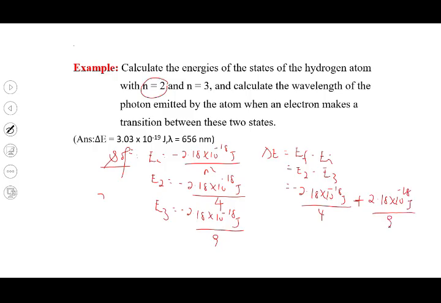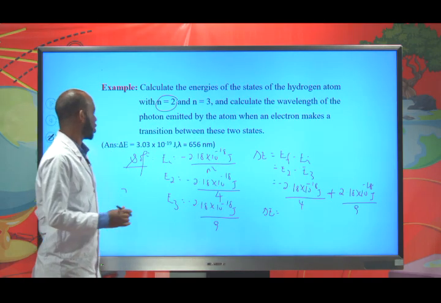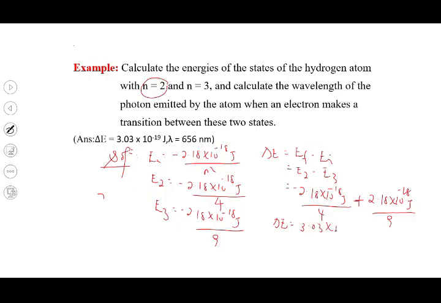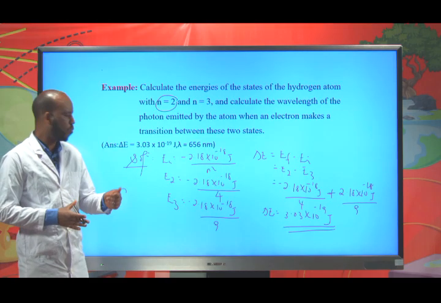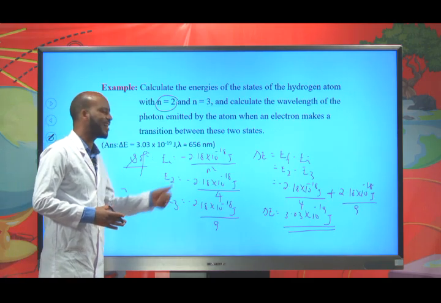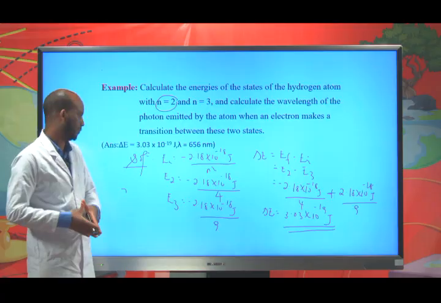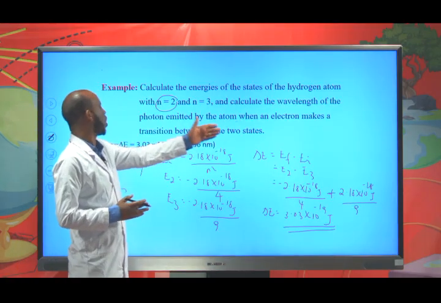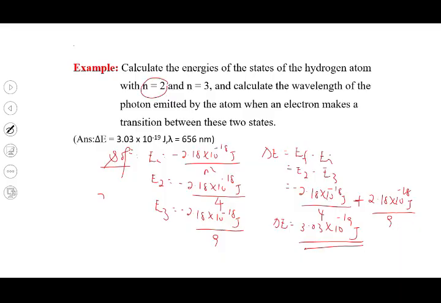Now the change in energy, delta E, is 3.03 times 10 to the power of minus 19 joule. This is the energy emitted when an electron makes a transition from the third energy level to the second energy level. You are asked to calculate the wavelength of the photon emitted.